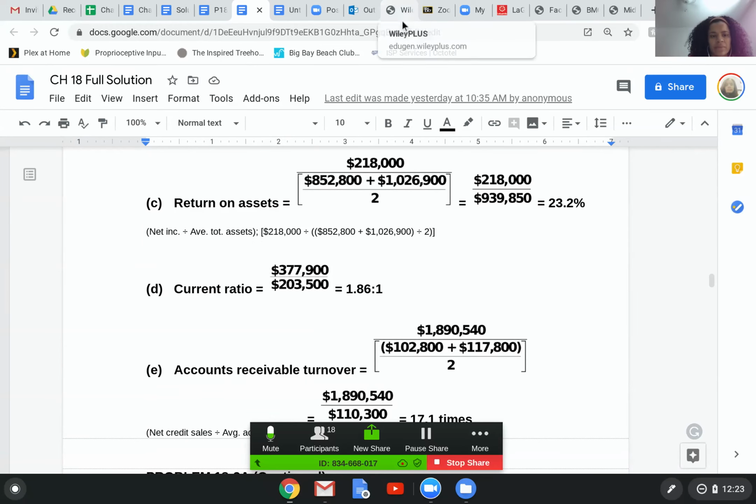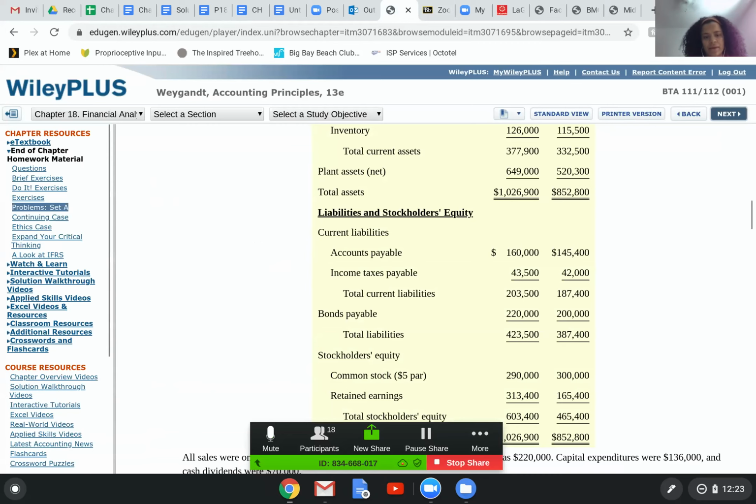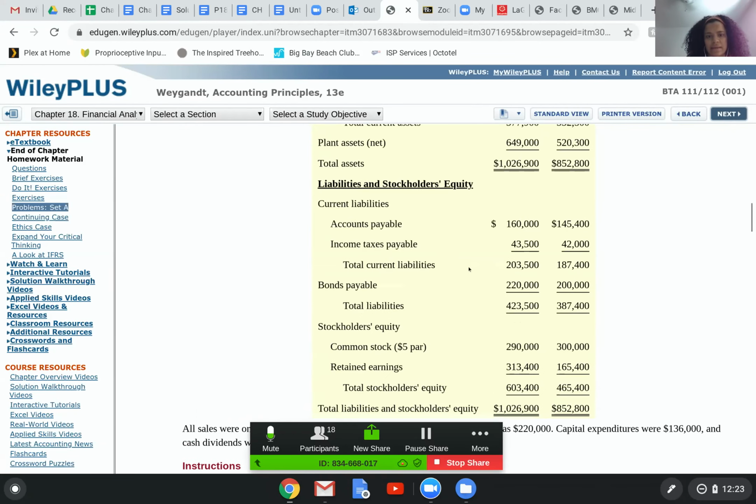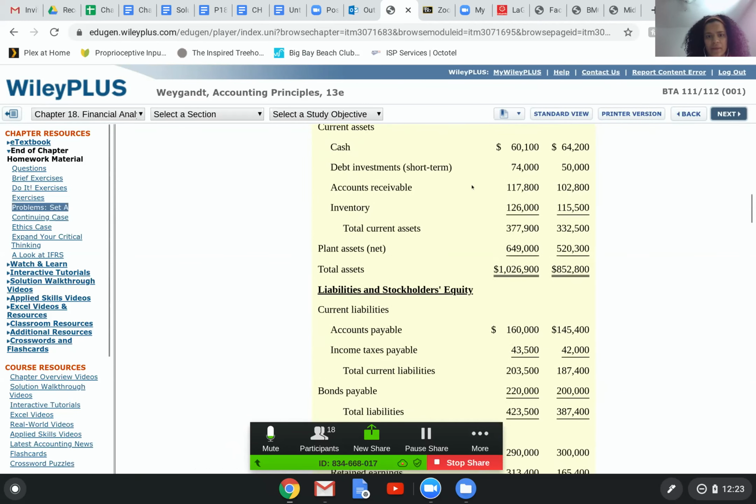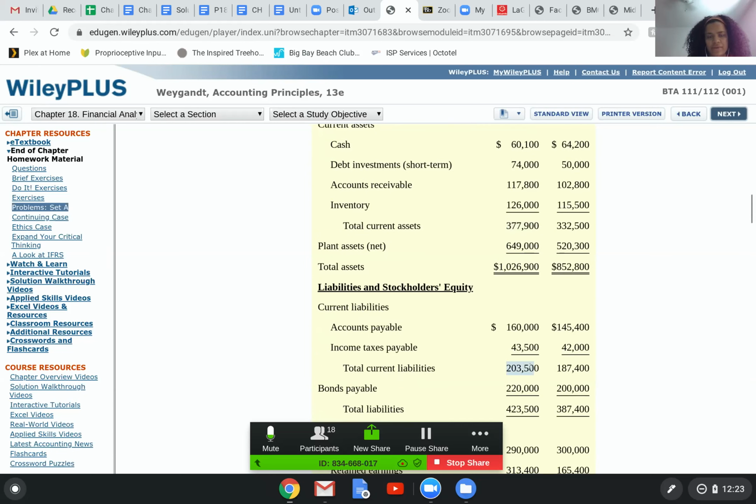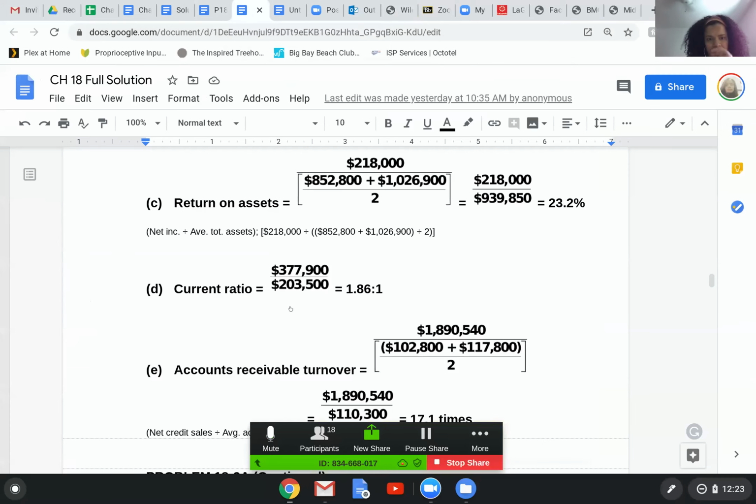The next ratio that we're dealing with is the current ratio. The current ratio involves current assets and current liabilities. Over here, you can see that you were given a total for current assets and also a total for current liabilities, so you didn't have to add anything up. There you've got your 377,900.